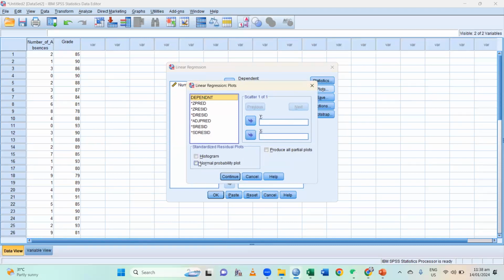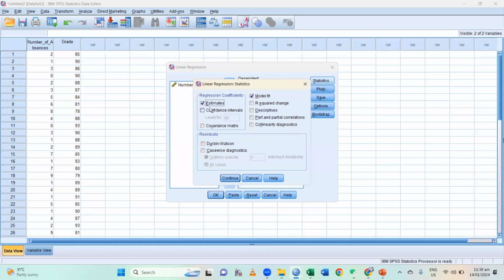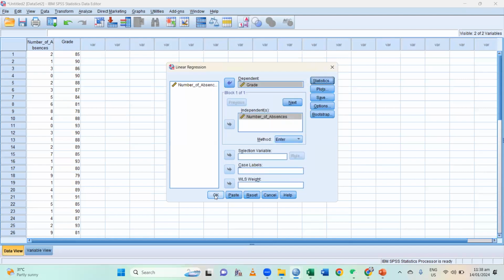Histogram, if you wish, a normal probability plot, it's up to you if you wish to have that. Statistics also, you could press this. Estimates, R-squared change. If you wish to have descriptives, you could click that. Descriptives, that's your mean, median, mode, for example. If you wish to state a confidence interval, check lang which one you would like to have. No? Let's say, Durbin-Watson. Magusto ko lang covariance matrix, and so on. Then click continue and click OK.